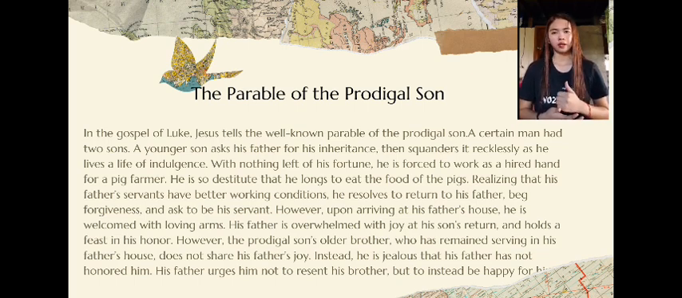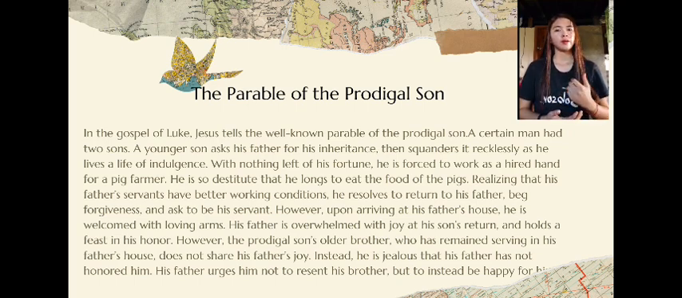Realizing that his father's servants have better working conditions, he resolves to return to his father, beg for forgiveness, and ask to be his servant. However, upon arriving at his father's house, he is welcomed with loving arms. His father is overwhelmed with joy at his son's return and holds a feast in his honor. However, the prodigal son's older brother, who has remained serving in his father's house, does not share his father's joy. Instead, he is jealous that his father has not honored him. His father urges him not to resent his brother, but to instead be happy for him.